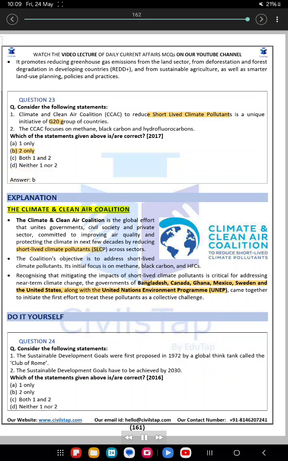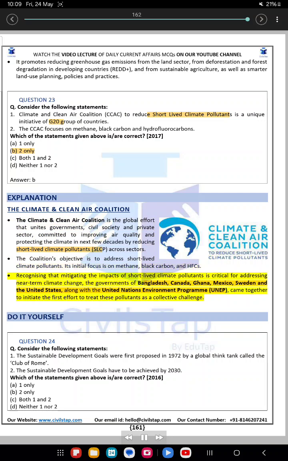Explanation. The Climate and Clean Air Coalition. The Climate and Clean Air Coalition is the global effort that unites governments, civil society and private sector, committed to improving air quality and protecting the climate in the next few decades by reducing short-lived climate pollutants, SLCP, across sectors. The coalition's objective is to address short-lived climate pollutants. Its initial focus is on methane, black carbon, and HFCs.